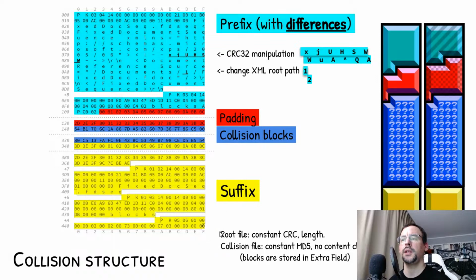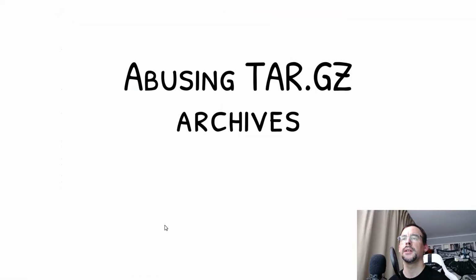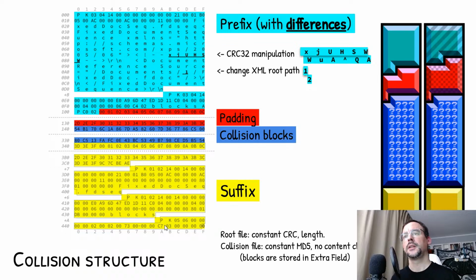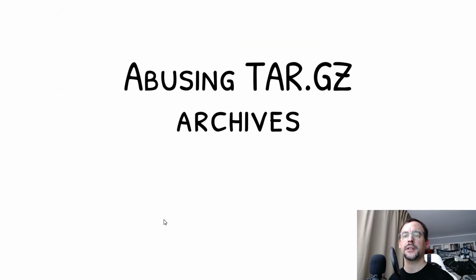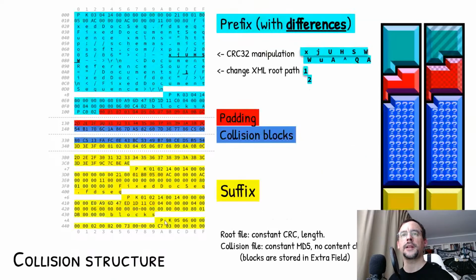So after this, the root file has a constant CRC and length, so no need to change the local file headers. And the collision file has a constant CRC and MD5 because it's empty, and no content change because the collision blocks are stored in the extra field and not in compressed data. So that's all we need for complete exploitation via hash collision of zip and XML. We abuse the root element of the XML document, and then we can append whatever we want. We just need to reshuffle the data of the two documents in the same archive.